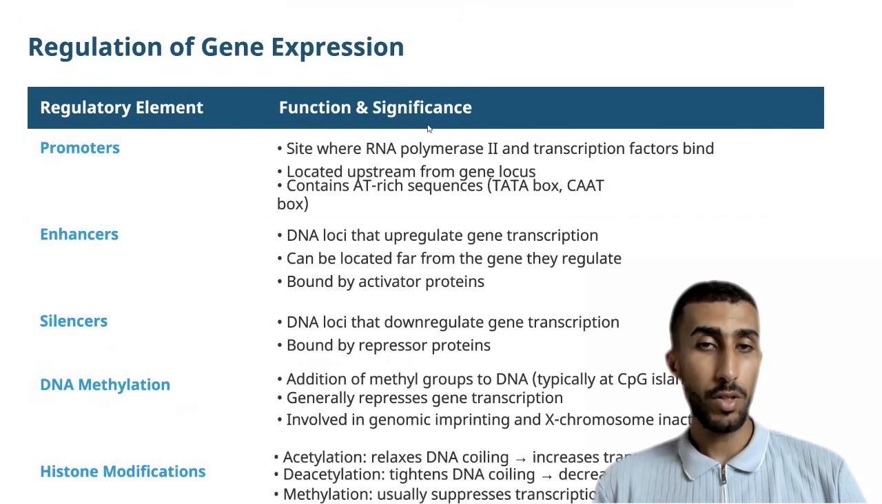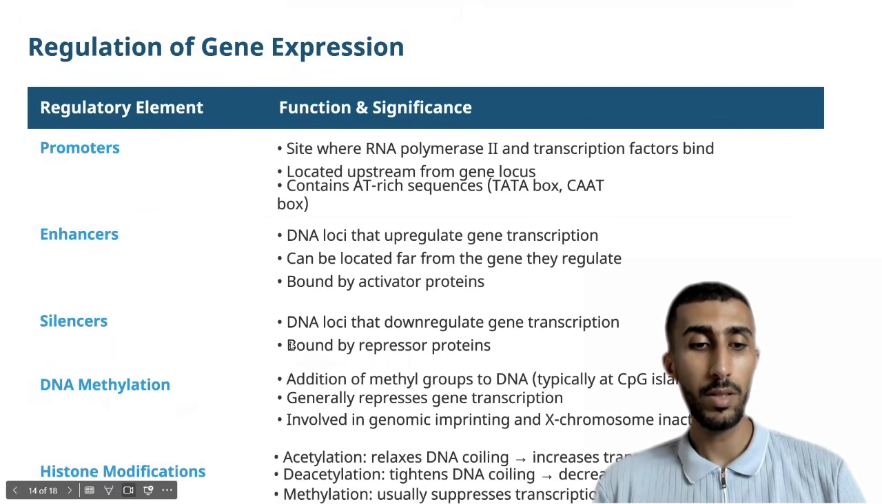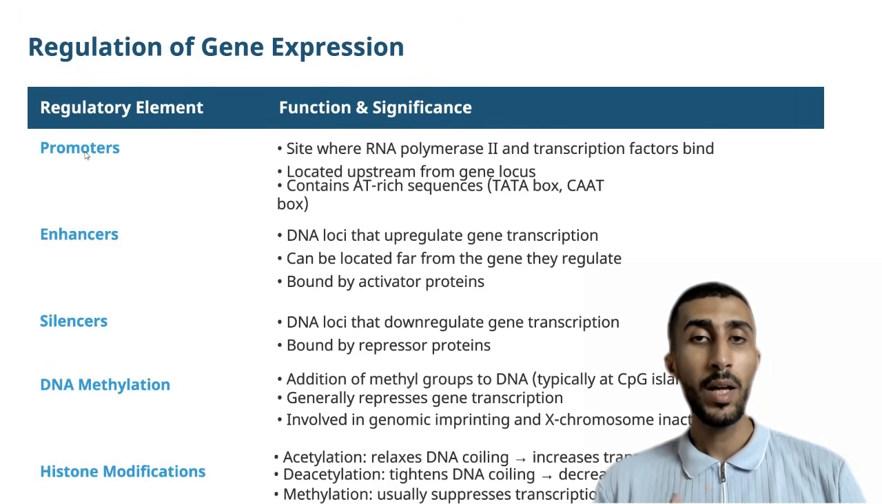Now the regulation of gene expression. We have some regulatory elements: the promoters, the enhancer, silencer, DNA methylation, and histone modification. The promoters are the sites where RNA polymerase 2 and the transcription factors bind. Remember, RNA polymerase 2 is the one responsible for forming messenger RNA. Remember, it binds at some sequence called the TATA box or CAAT box, the segments containing AT-rich sequence.